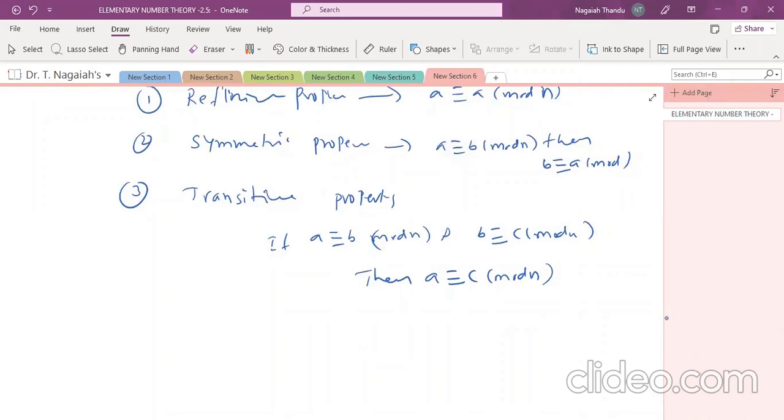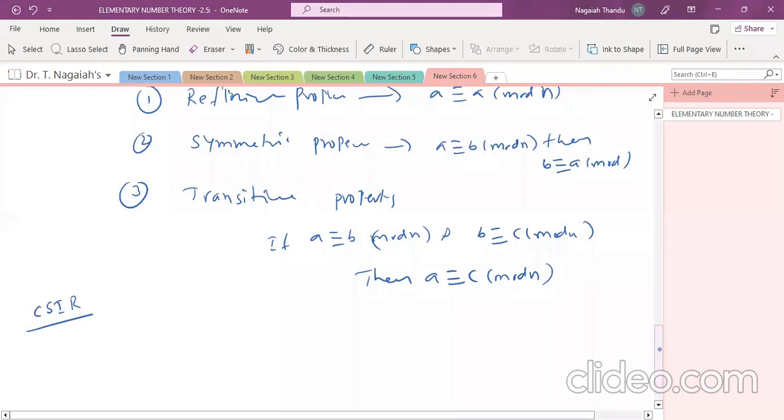Okay, before going to properties, I'm discussing one CSIR question. It is a previous CSIR question, part B. In part B, more than one option can also be correct.